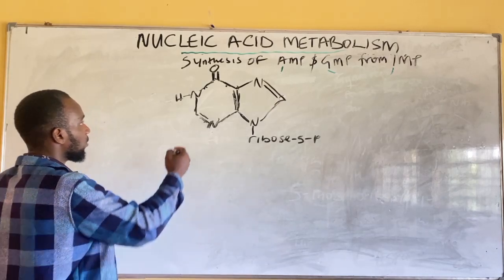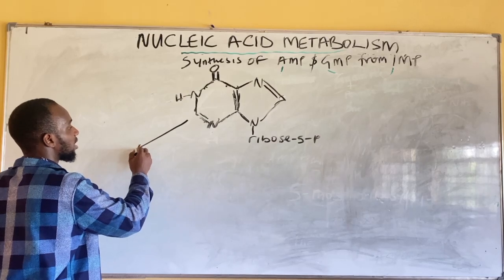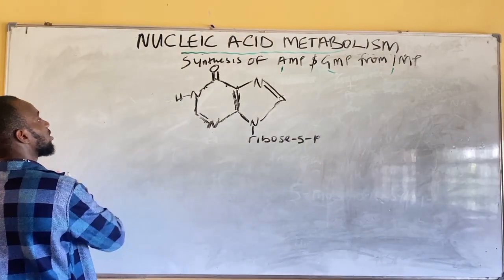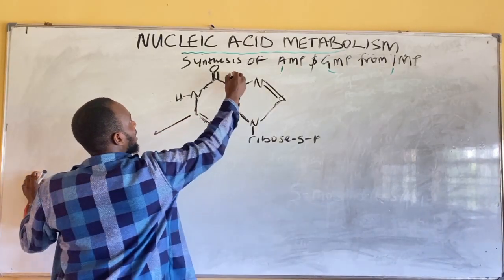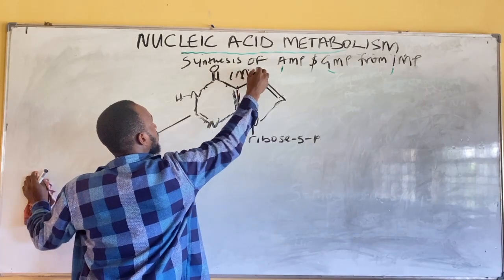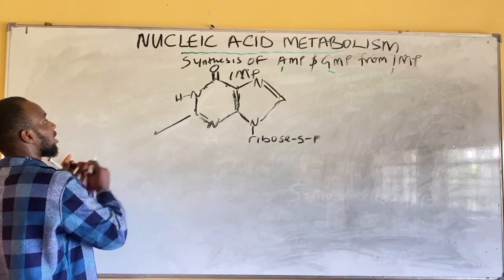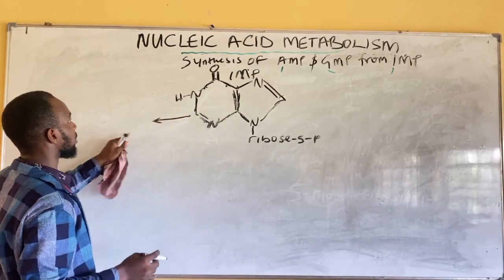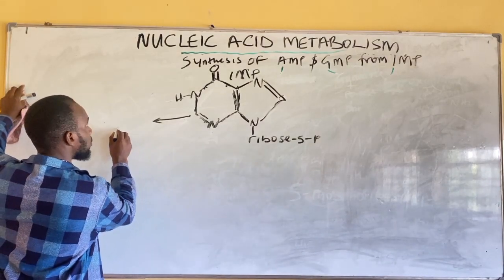So now let's look at the branch point. The first thing that is formed in the formation of AMP is from IMP, remember, this is IMP. So the first thing that is formed is AMP. If you want to look at how AMP is formed, for the sake of the board, let me draw it.